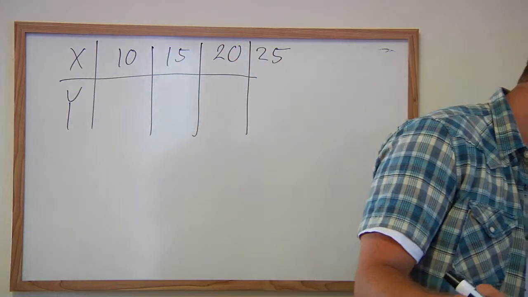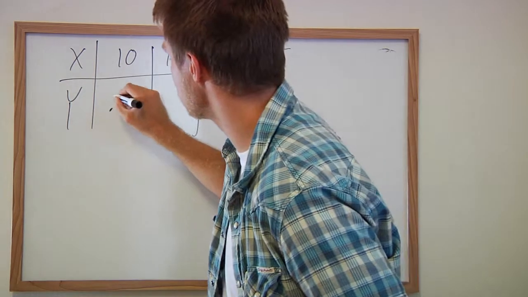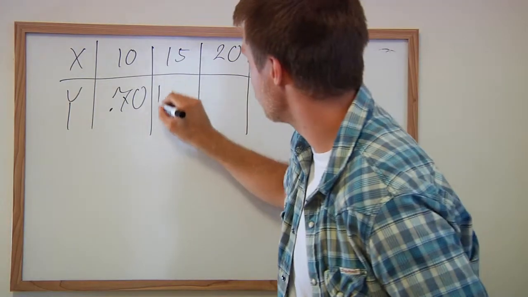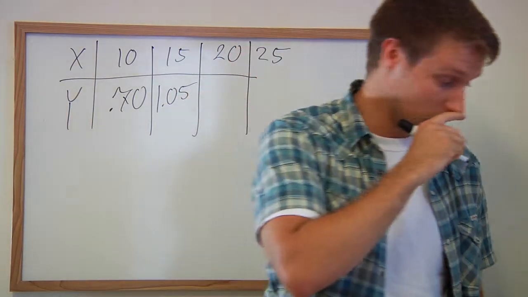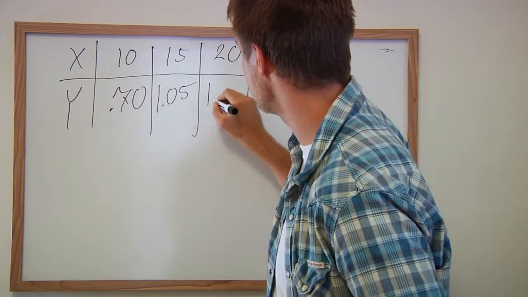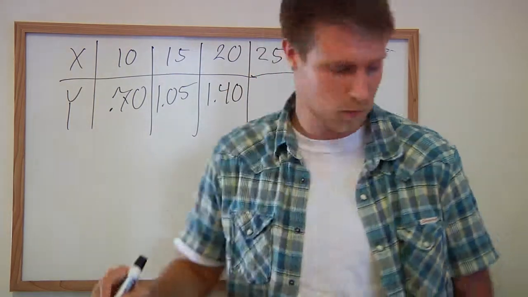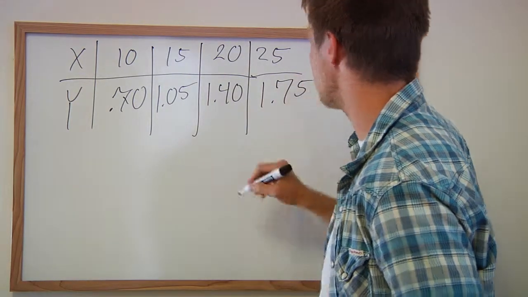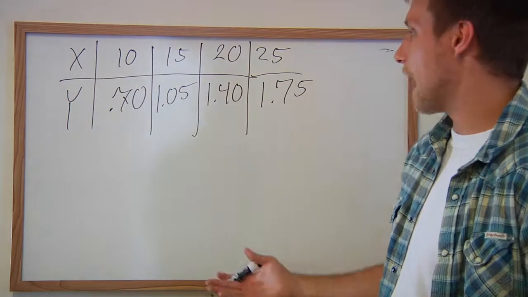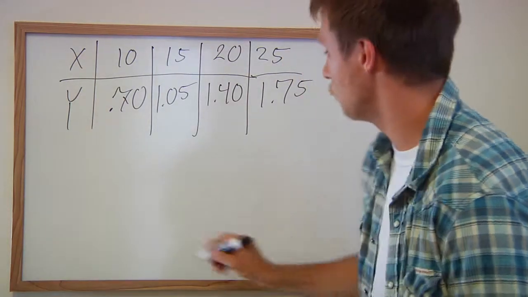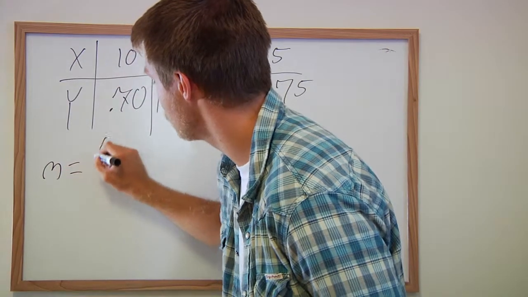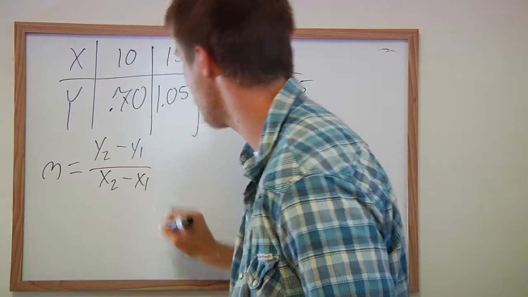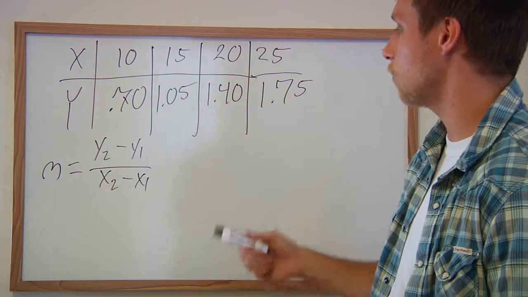Okay. So then let's use decimals, because no one likes decimals. We have 70 cents. We'll do $1.05. We'll do $1.40. And our final one, we'll do $1.75. So it doesn't look like it's increasing in any real manner, but it doesn't matter because our formula, which once again is m equals y2 minus y1 over x2 minus x1. I just have to pick which I'm making 1 and which I'm making 2.